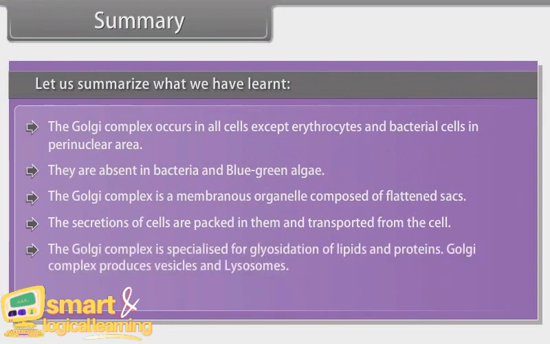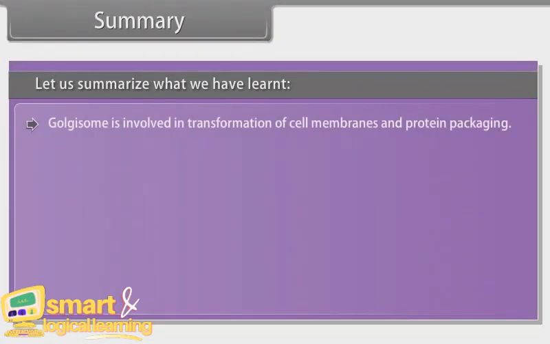The Golgi complex is specialized for glycosylation of lipids and proteins. The Golgi complex produces vesicles and lysosomes. ETC is not a component of the Golgi complex. The Golgi complex is involved in transformation of cell membranes and protein packaging. The Golgi complex is the export house of the cell.